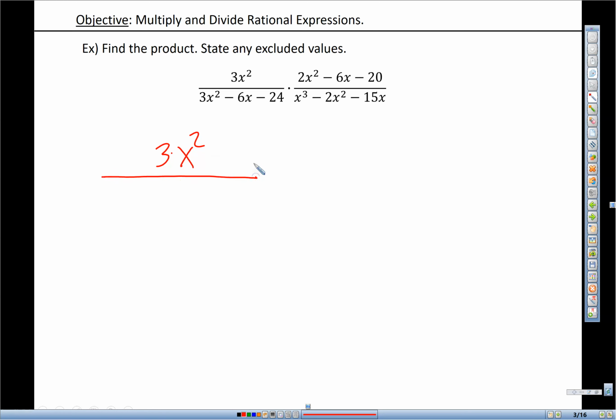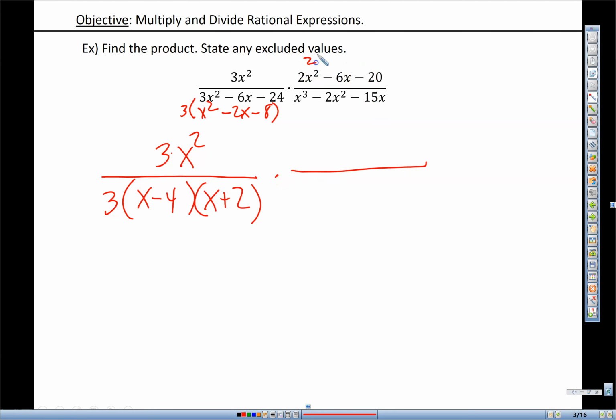With our denominator here, I'm going to do a little bit of work up here. There's a GCF of 3. And that gives me 3 times x squared minus 2x minus 8. Now I'm going to factor that trinomial into binomials, and I get x minus 4 and x plus 2. All right, so now I'm going to go on to this numerator. This numerator has a GCF of 2, and that gives me this trinomial. So now I'm going to factor that trinomial, so I have my GCF of 2, and then the trinomial factors into x minus 5 and x plus 2.